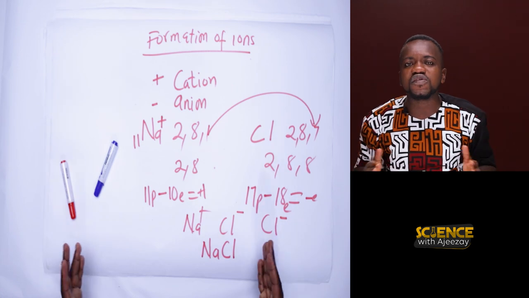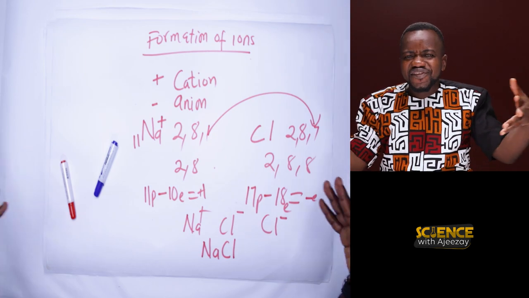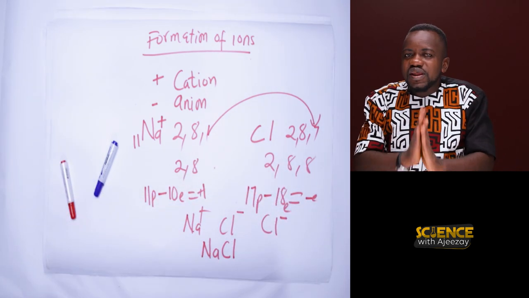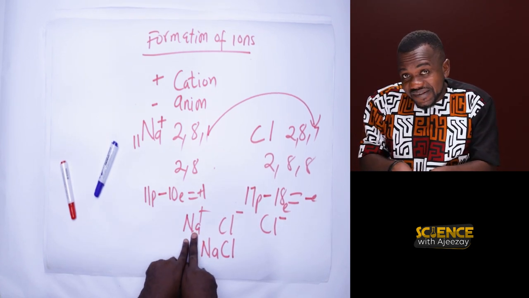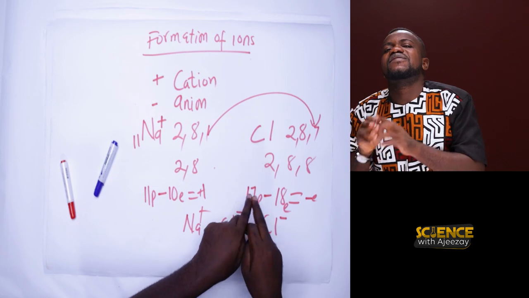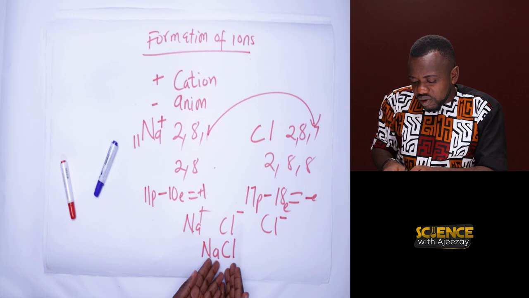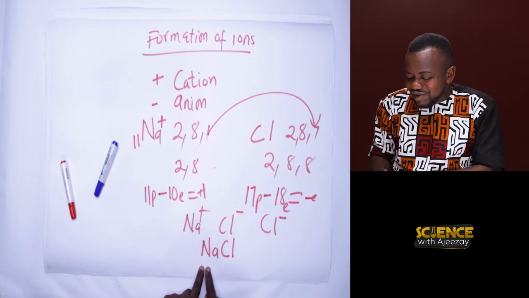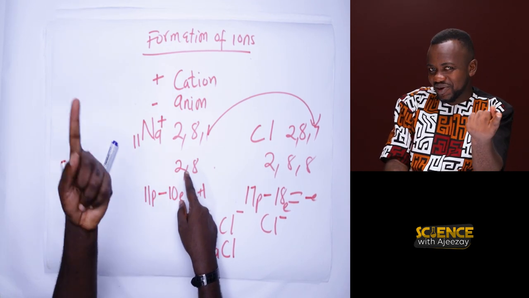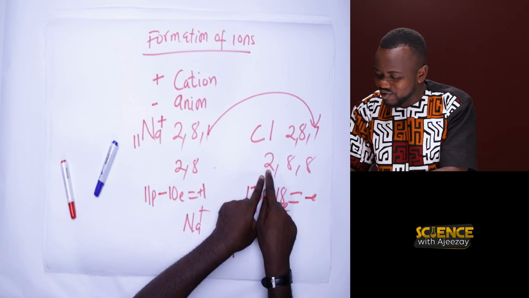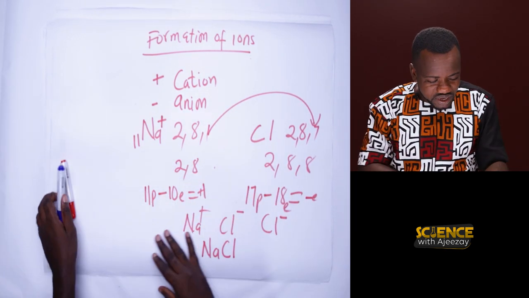And this is how compounds are formed. Compounds are formed because the individual atoms are not stable, so they need to share or exchange electrons to achieve stability. So this is sodium, that's a cation, and this is chlorine, that's an anion. When they come together, they form sodium chloride with 2-8 and 2-8-8, stable. Now this one here looks like neon. That's a stable configuration, and 2-8-8 looks like argon. So you can take another example.